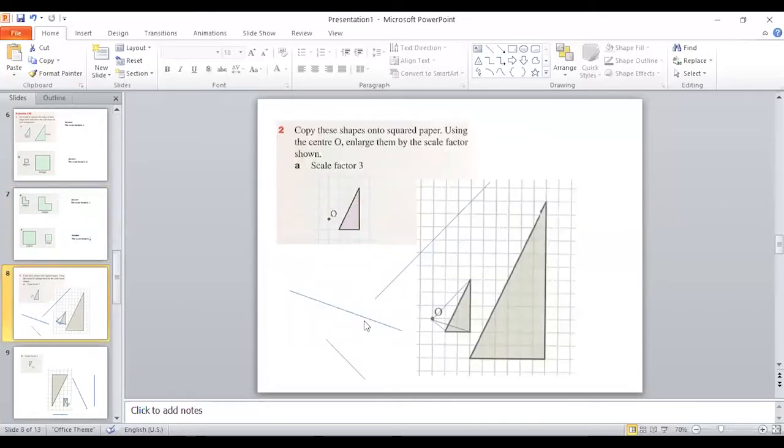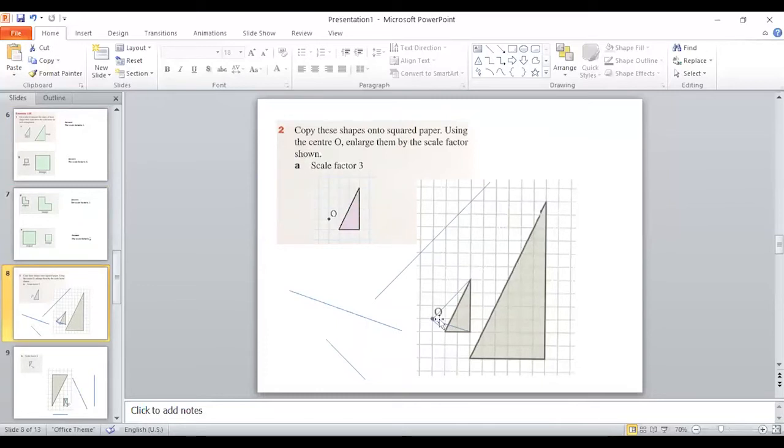Exercise 2. Copy these shapes into squared paper. Using the center O, enlarge them by the scale factor shown. In A, the scale factor is 3. In order to enlarge this triangle, I have shown the enlargement right here. But pay attention to how we do it.